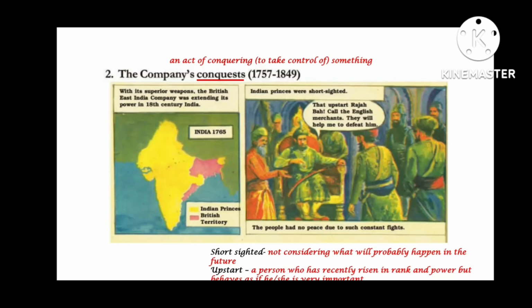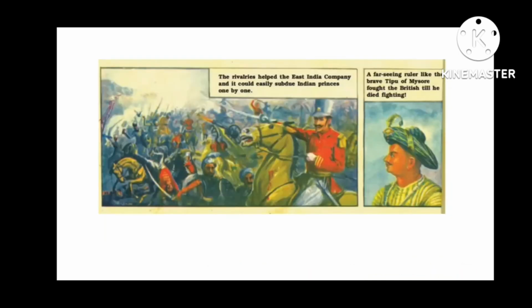They couldn't see that British, those who are helping them to conquer their neighboring kingdoms now, can conquer them one day. They took the help of British to fight with their neighboring kingdoms or their enemies. The people had no peace due to such constant fights. There were constant fights between kings and their neighbors, and people were not at peace with such fights.